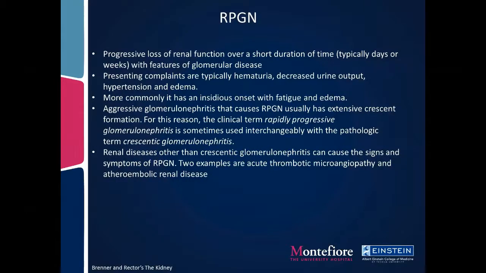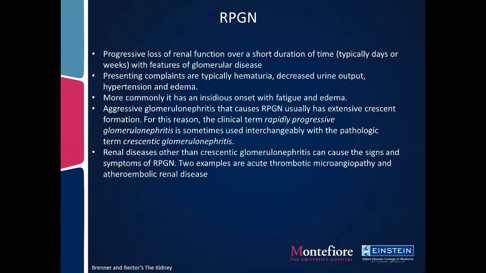So when we talk about RPGN, what exactly is RPGN? It is defined as a progressive loss of renal function over a short duration of time. So typically days or weeks, like the two patients that we presented with. They had normal kidney function until recently, and now they're coming in with AKI. And the classical feature of this is that this AKI has features of glomerular disease.